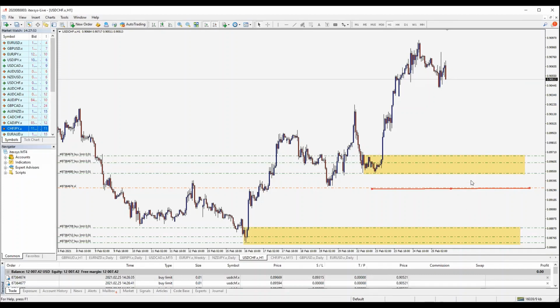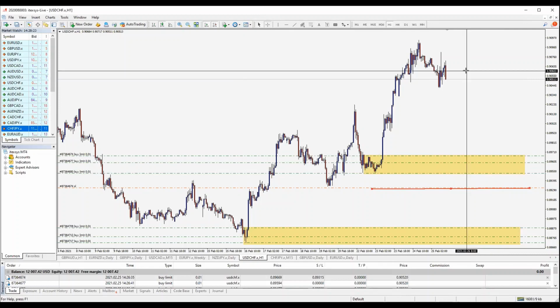So now I need to run some numbers. I need to measure. From here to here, I have 35 pips. And from here to here, I have 27 pips. And from here to here, I have 16 pips. So let's say on this account I want to risk $100, okay?